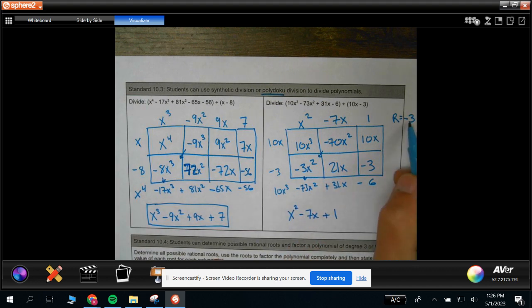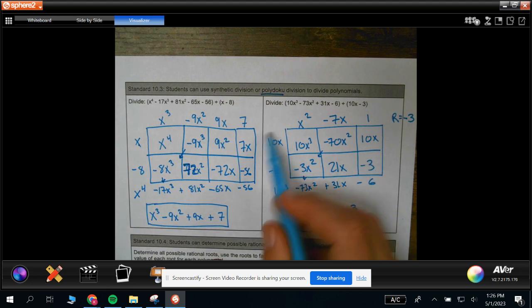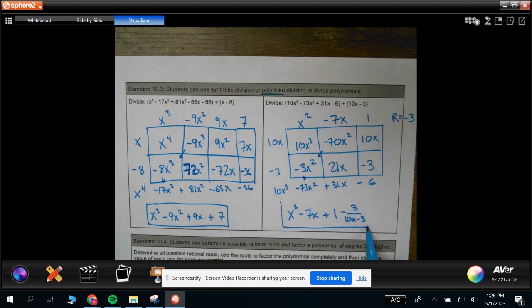Now I have this remainder here of negative 3. So I write that as minus 3 over my divisor. Okay, I've got 3 more. You take away negative 3 to make the polydoku work over whatever I was dividing by. So that is my final answer.